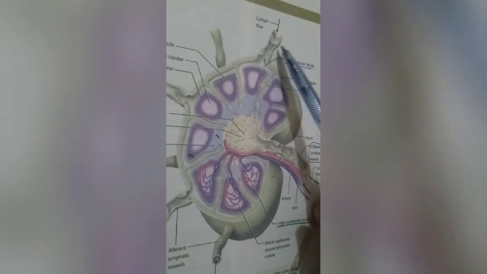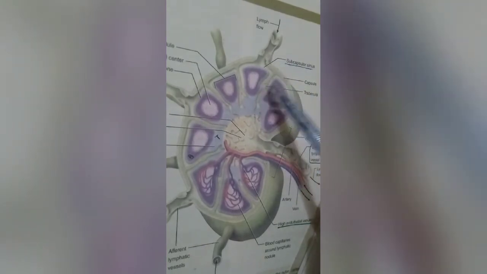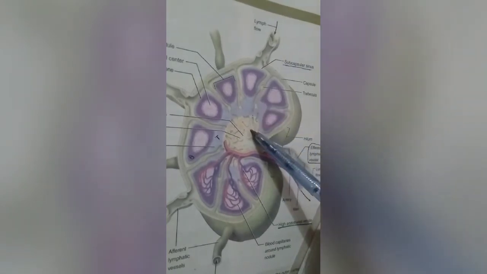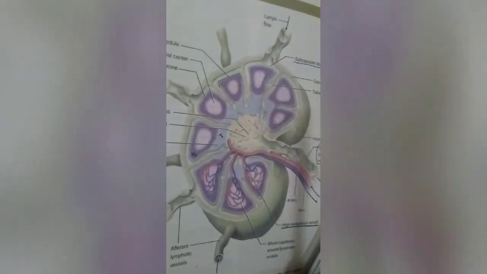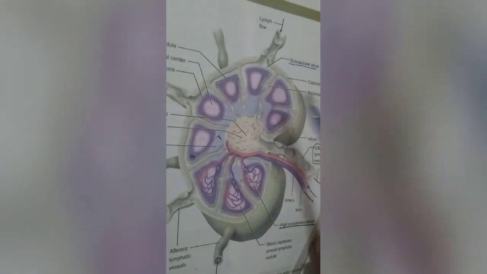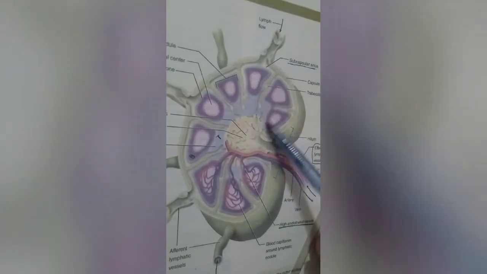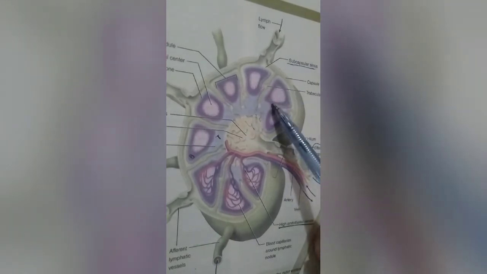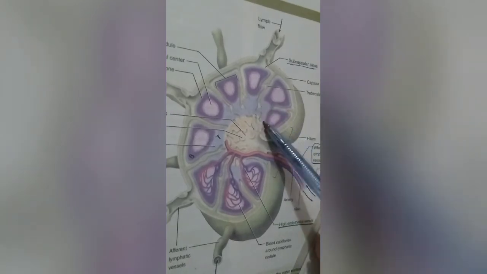So lymph moves radially through the sinus and moves toward the medullary sinus. Okay, the cortex of the lymph node is divided into two regions. The outer is the nodular cortex and the inner is the paracortex.